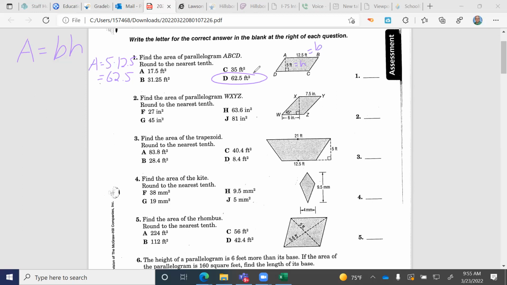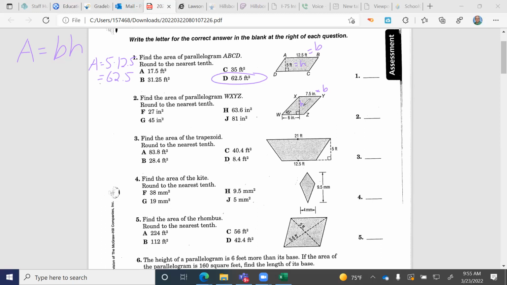All right, number 2, find the area of a parallelogram. Again, they gave us a parallelogram, but did they give us the two pieces that we needed right away? At first glance, it looks like they didn't. What piece do we have that we can plug into the formula? We have a base. So this 7.5 could be our base. This dotted line here is going to be our height, so we need the length of that.